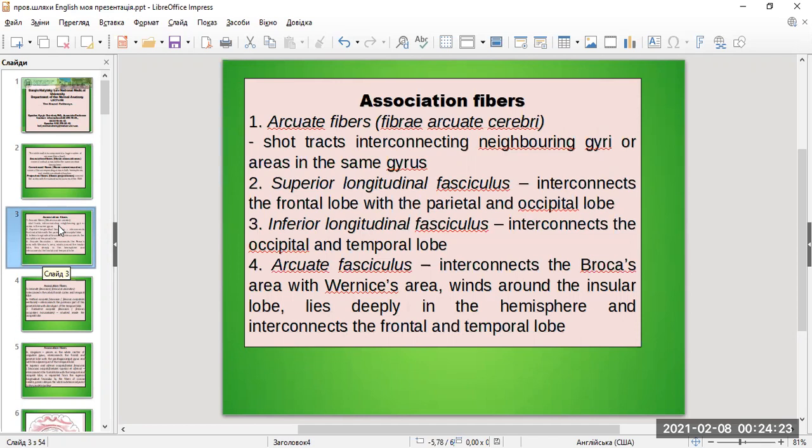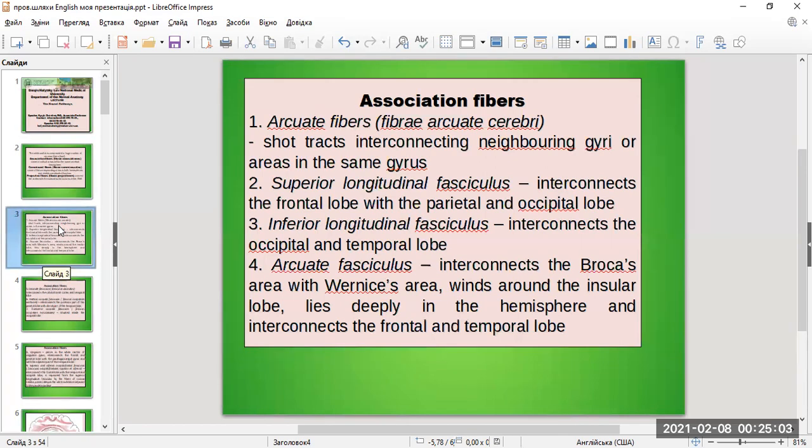Association fibers, arcuate fibers, fibra arcuate cerebri. Short tracts interconnect neighboring gyri or areas in the same gyrus. Superior longitudinal fasciculus interconnects the frontal lobe with the parietal and occipital lobe. Inferior longitudinal fasciculus interconnects the occipital and temporal lobe.